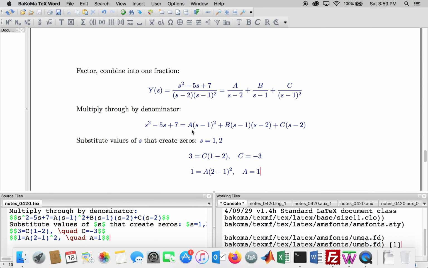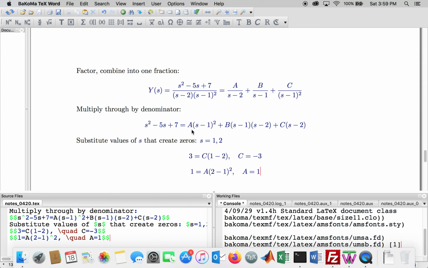So now I can rewrite the transform of my solution. That's equal to 1 over s minus 2, plus, this fraction is not there because b is 0, so I have minus 3 over s minus 1 squared. So now I can take the inverse transform, and then we'll be done.